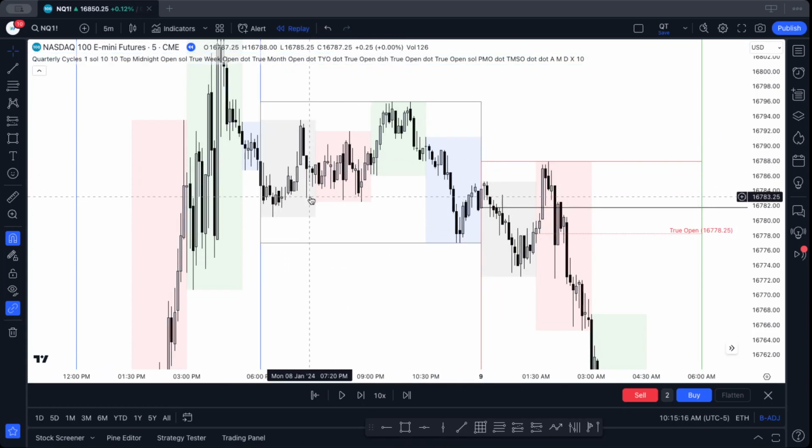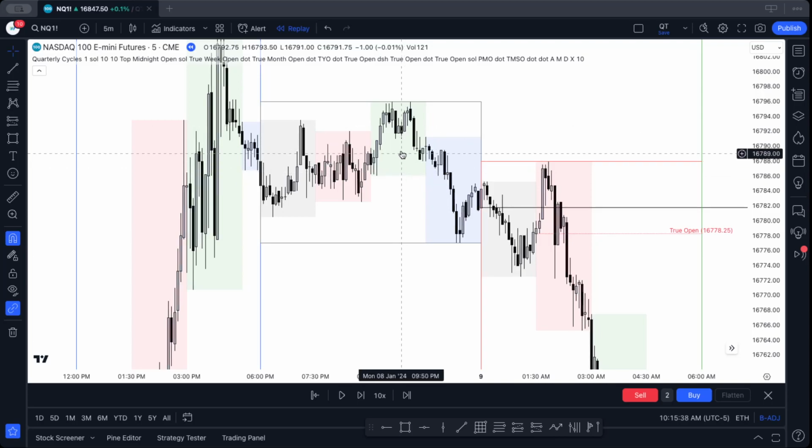We accumulated here. The manipulation move was a very hard read because it did not take out a high or a low. It took out neither of them. And so because of that, I wanted to see what the distribution phase was going to do because this was very weird to me. I've never seen something like that before. So with the distribution phase, we took out this high.